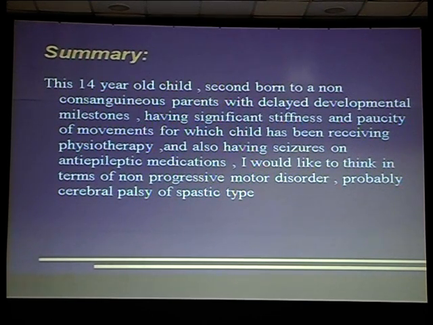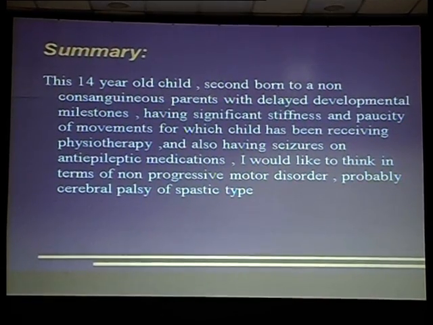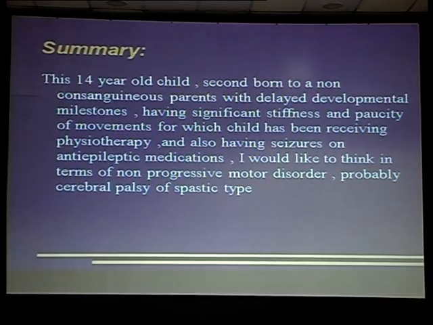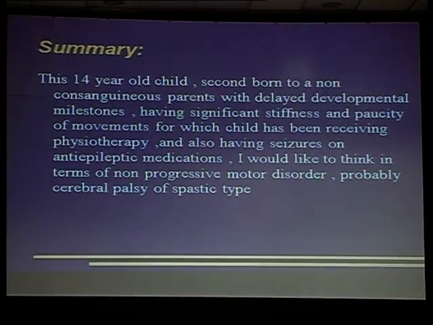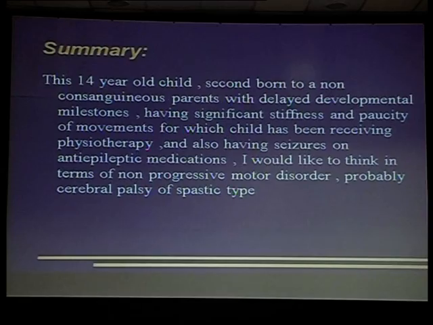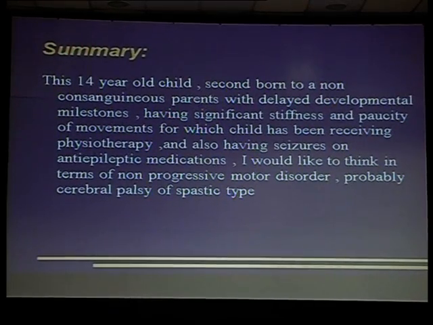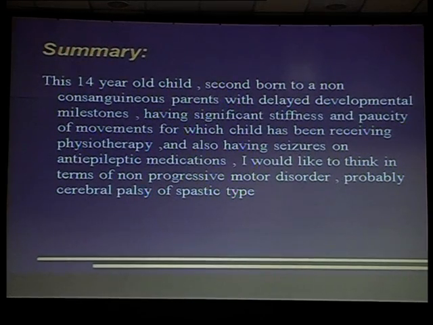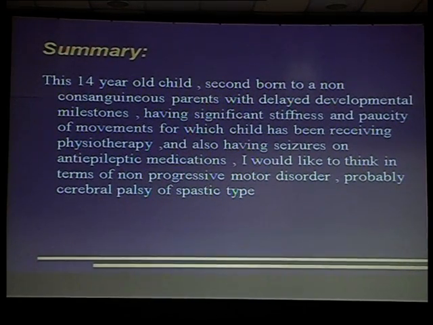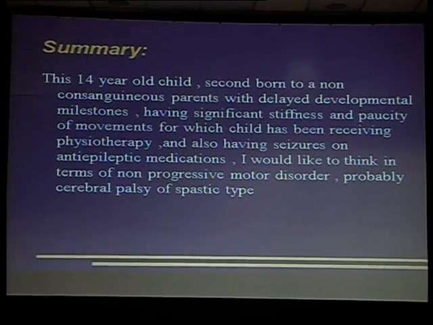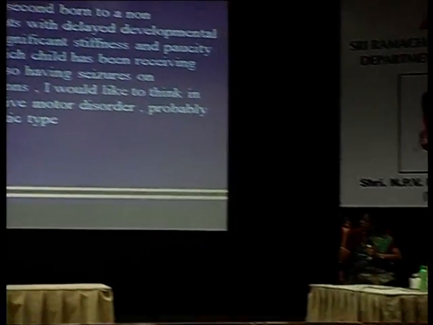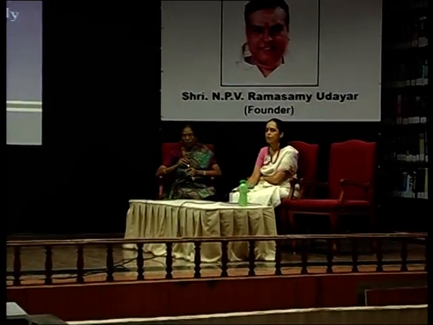Okay, to summarize the history: this is a 14-year-old child, second born to non-consanguineous parents, with delayed developmental milestones and significant stiffness and paucity of movements, for which the child has been receiving physiotherapy, and also having seizures on anti-epileptic medication. I would like to think in terms of a non-progressive motor disorder, probably cerebral palsy of the spastic type. Here I would like to have a global developmental delay.